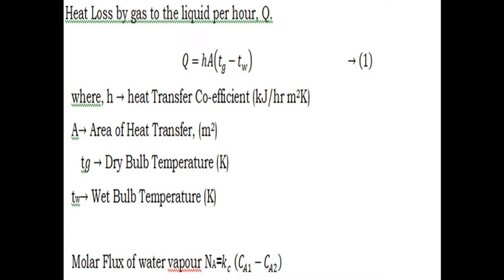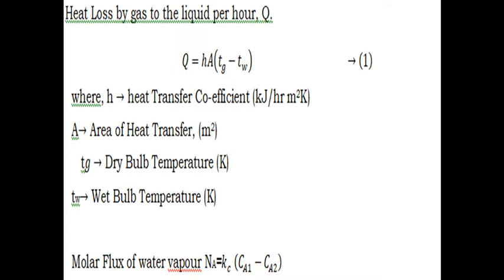This equation is the convection law, or Newton's law of cooling from heat transfer, where h is the heat transfer coefficient, with unit kilojoule per hour meter square Kelvin. The area of heat transfer is capital A, in meter square. Tg is the dry bulb temperature in Kelvin, and Tw is the wet bulb temperature in Kelvin.